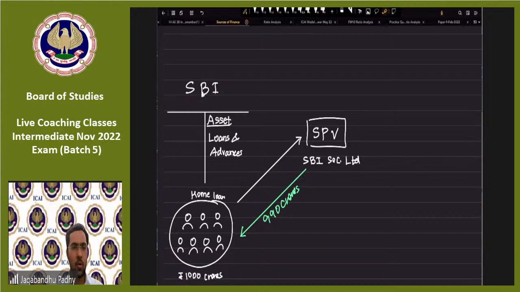Now think from the point of view of SBI. Would you give away this power to the SPV if the SPV is giving you 990 crores? Yes or no? You have the power to recover money from these borrowers, but instead of collecting money from them, you are saying that I'll give this right to the SPV and the SPV is going to give me 990 crores. Will you transfer this right to the SPV? No? Why not? What's stopping you? Against your 1,000 crore loan, against your 1,000 crore asset, the SPV is giving you 990 crores. Why won't you transfer it?